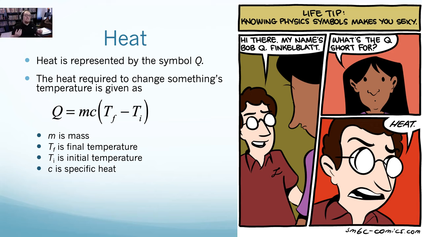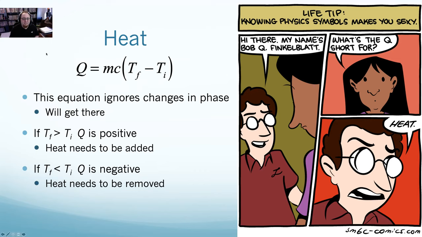Now, of note, this is a scalar. You don't have heat in a direction. It's not heat to the right. But this is one of the scalars that can be negative. Anytime your final temperature is greater than your initial temperature, Q is positive. That means you add heat to change the temperature. But anytime your final temperature is less than your initial temperature, Q will be negative. That means you need to take heat away to change its temperature.